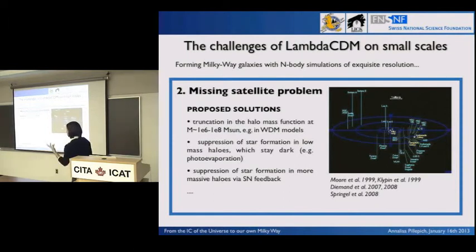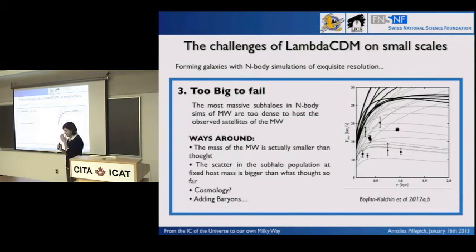So proposed solutions range from a truncation in the halo mass function at low masses, 10 to the 6 solar masses, in a warm dark matter model, or suppression of star formation in low mass halos in some given manner, or suppression of star formation in massive halos in other given manners. And although the problem is maybe not there anymore, still we don't know how to do that, so it's interesting to go on. A new flavor of the missing satellite problem came out last year by the Irvine group people.